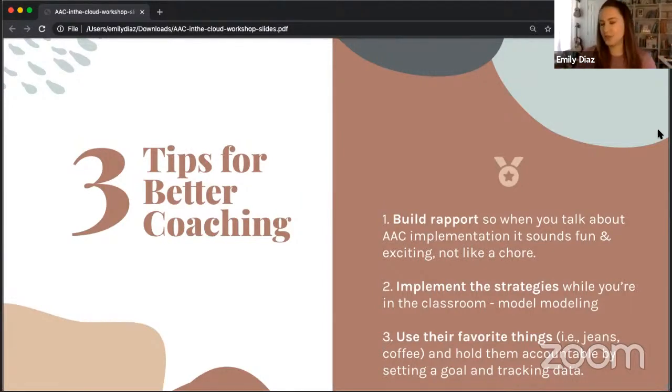So they might be able to earn like a free jeans pass, so like gold in the school setting. They might earn a Starbucks coffee. And these things that they know that they're going to work toward earning hold them accountable because we've set the goal and we're tracking data, just like IEP goals, but for classroom staff. So what does this look like exactly?